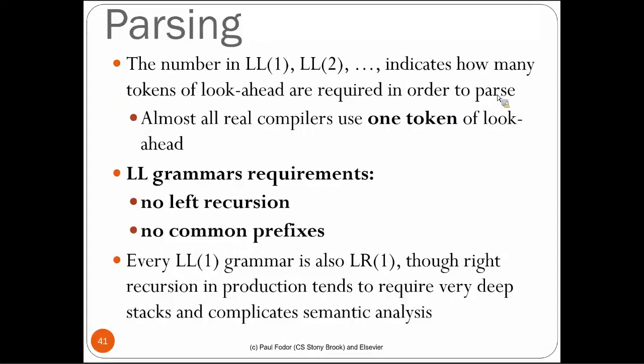So now, when you see parsers, like for instance ANTLR and PLY and so on, you will also see a number. That number indicates how many tokens of lookahead are required in order to parse deterministically and obtain a parse tree. Almost all real compilers use only one token of lookahead.